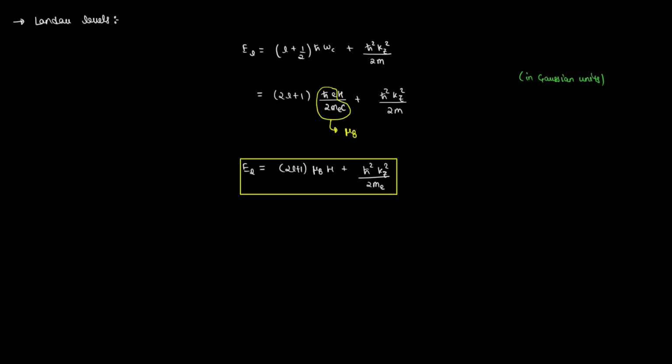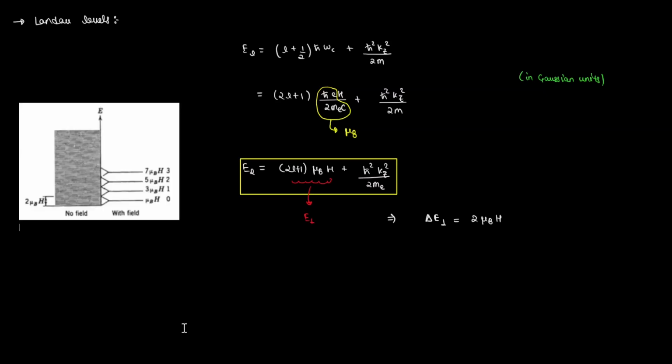Here I can call this first term E perpendicular, which represents the energy in the xy plane. So therefore the change in E perpendicular will be given by 2 mu b h, and you can find it by subtracting the perpendicular energy of nearest Landau levels.